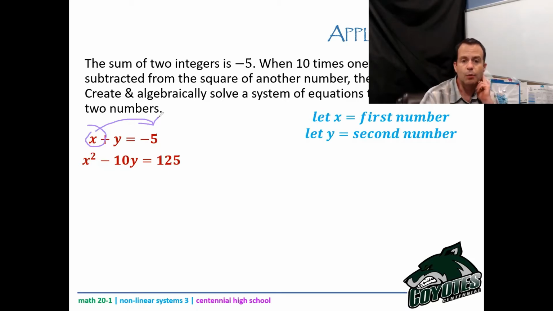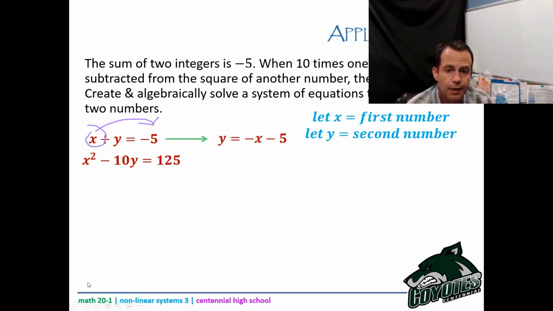So I can say that Y is -X minus 5, just by taking that X and moving it to the other side of the equal sign. And now what I'll do is I'll take the value for Y, that -X minus 5 expression, and I'm going to plug it in for this Y right here.